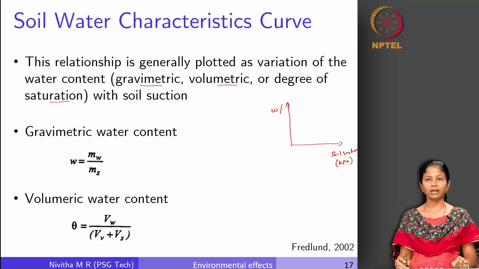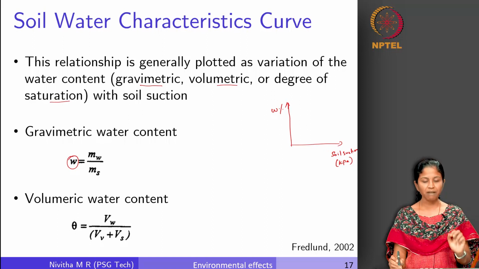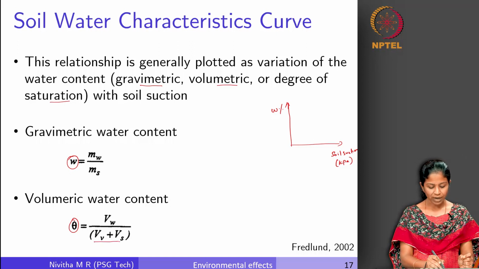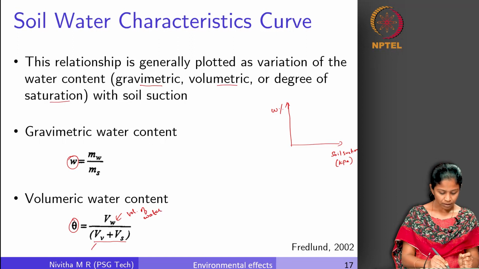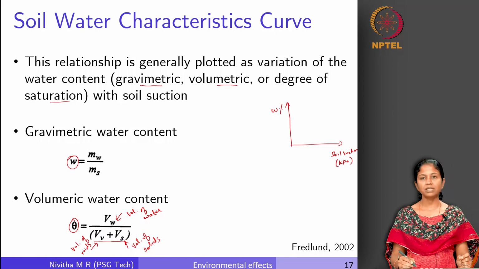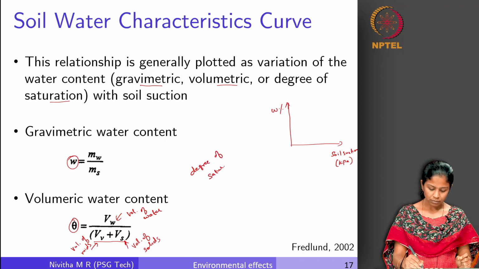What is the gravimetric water content? It is expressed as the ratio of the mass of water to the mass of solids. Similarly, what is the volumetric water content? It is defined as theta, which is nothing but the volume of water divided by the sum of the volume of voids and the volume of solids. Here this is the volume of water, this is the volume of voids, and this is the volume of solids. Ultimately, the degree of saturation is defined as the volume of water to the volume of voids.